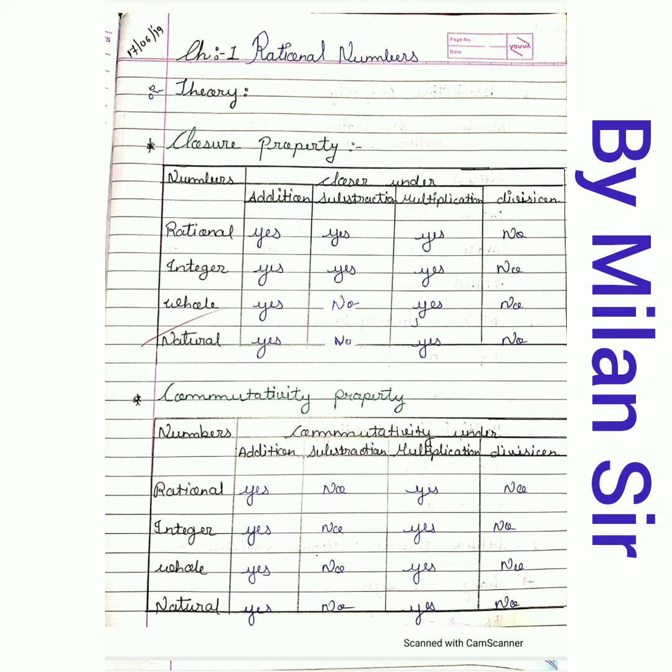Now let's revise it. Addition, all the four types, yes, yes, yes. Subtraction, no, no, no. Multiplication, yes, yes, yes, yes. Division, no, no, no, no. Right? So addition is commutative for all these four types of numbers. Multiplication is commutative for all these four types of numbers. But subtraction and division are not commutative for all the four types of numbers.